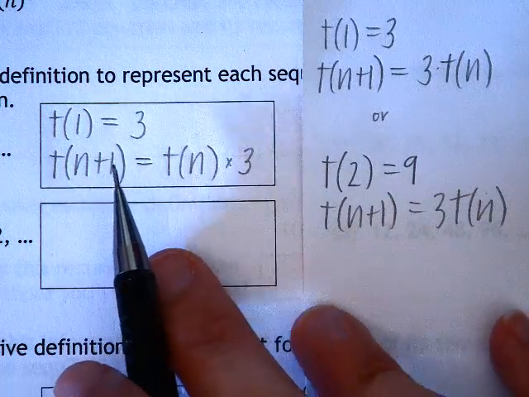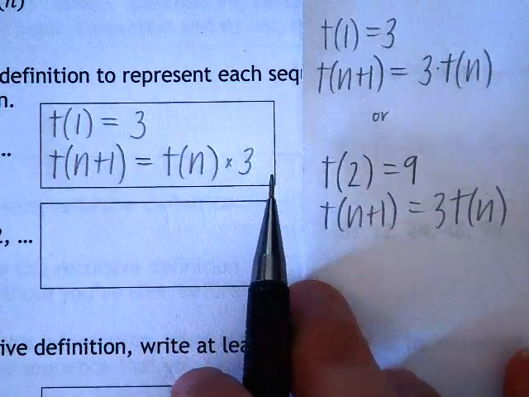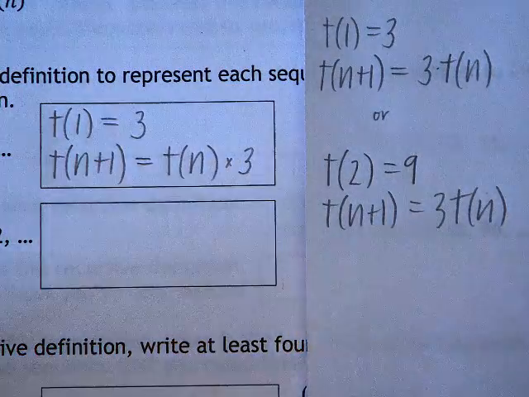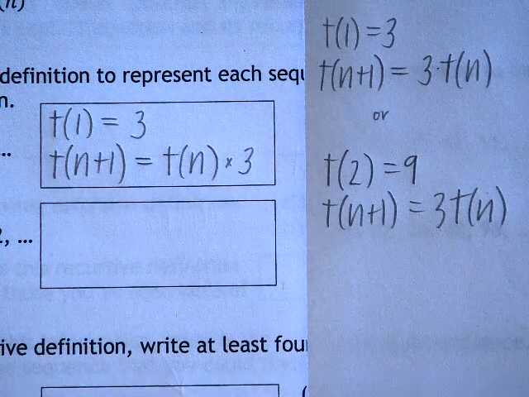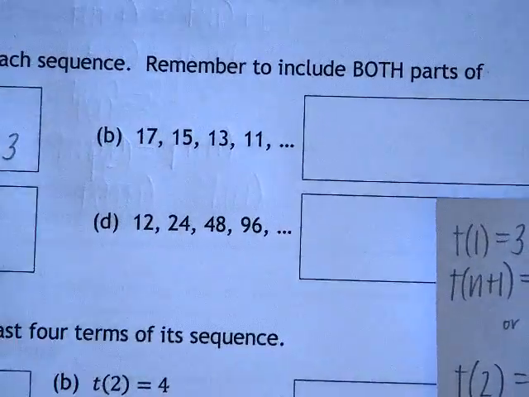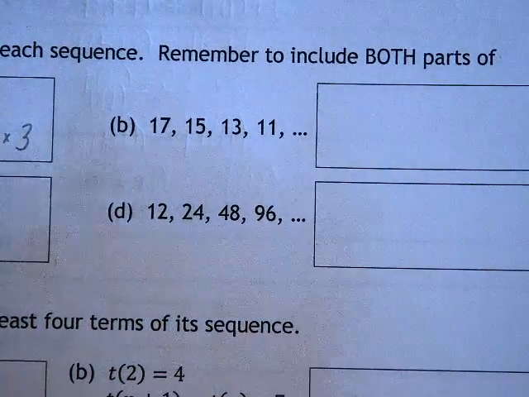Like to get the next one, take the current one, times by 3. That might translate very literally for some people in a natural way, so they prefer to write it like that. In any case, we can try one more just to make sure that you've got the idea. I'll look at letter B, and then I'll have you try some on your own.